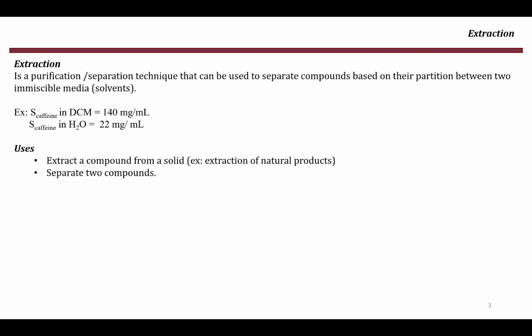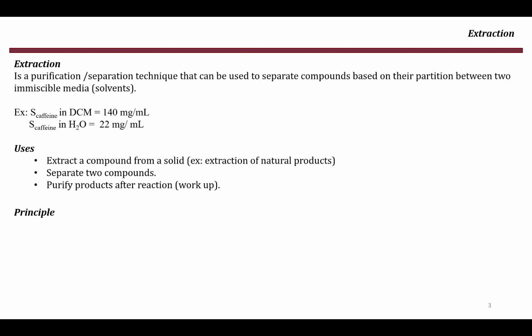The second use of extraction is to separate two compounds. Sometimes we will have two compounds and we want to separate them, as we will see later on in the acid-base extraction. We can use acid-base extraction to separate these compounds, or to purify products after reaction. This is called the workup. So whenever we run a certain reaction in the lab, this reaction will contain our product, but in addition to our product, we will have some impurities or some byproducts. One of the first methods that can be used to separate our compound from these byproducts is by using extraction.